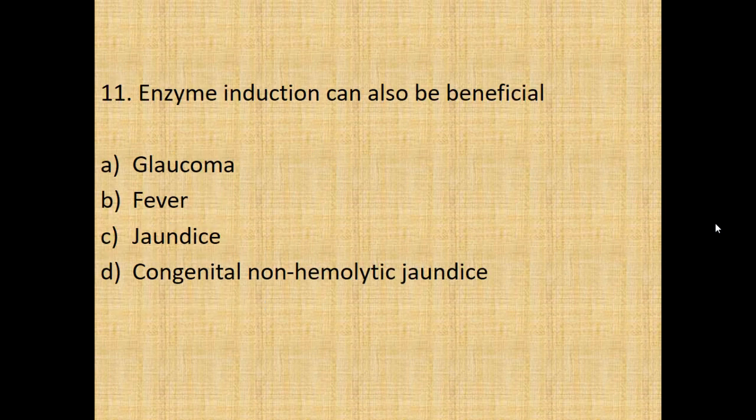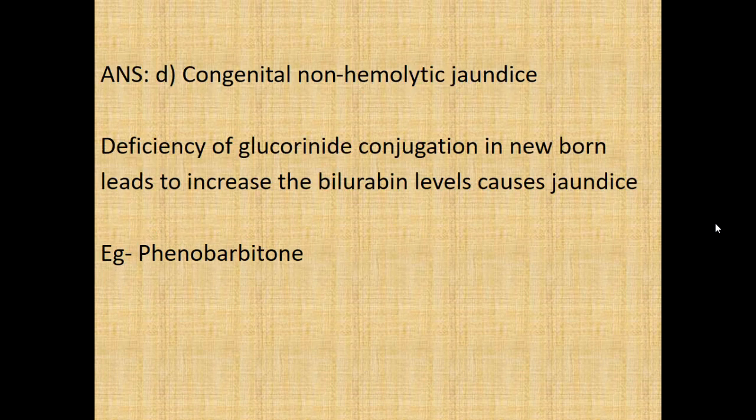Enzyme induction can also be useful in congenital non-hemolytic jaundice, a simple genetic disorder where bilirubin cannot be metabolized. Now, if you give phenobarbital, it will increase the microsomal enzyme system. That stimulated microsomal enzyme system will start metabolizing the bilirubin. Okay, that's why that baby will get less jaundice.